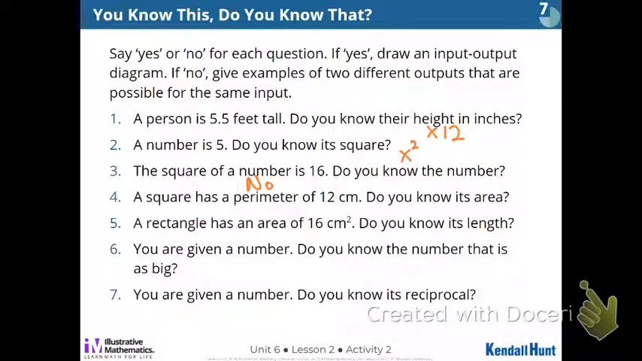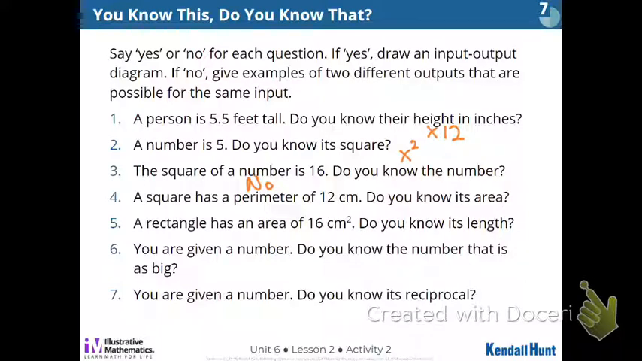You guys follow on that? Yeah. Because I can get to 16 with a 4 or a -4. So I don't know which number it is because there's 2 different ones it could be. Wait, when it says do you know the number, does it mean like the middle square? Does it mean do you know the rule or do you know the output? So if it's saying this, we know the output, the square of a number.